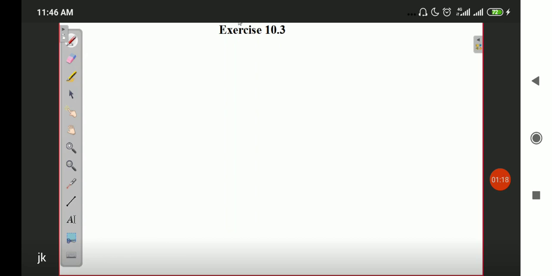All the questions of this exercise are to be done in your homework copy without fail. From question number 1 to 15, all the questions are to be done in your homework copy without fail. I will discuss some of the questions with you. The remaining questions you have to do by yourself only. So we will start with exercise 10.3, question number 4. Question number 4 is, find the value of x, y, z in each of the following.